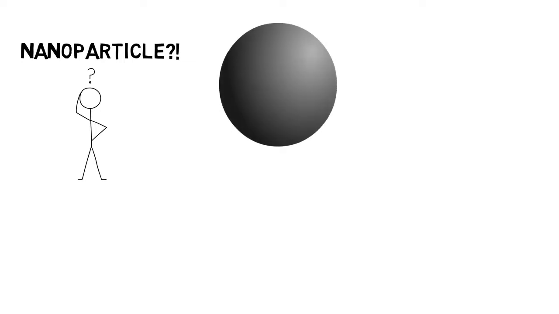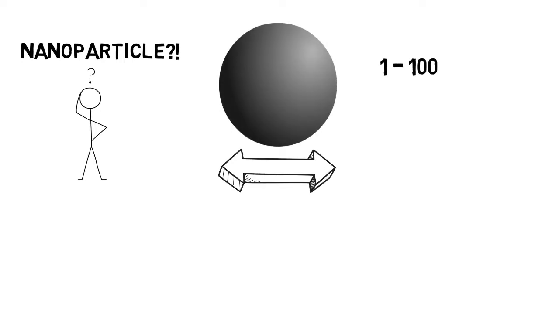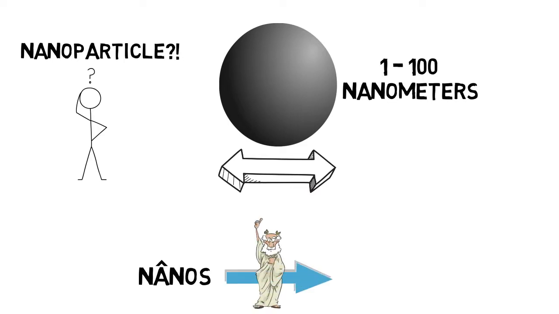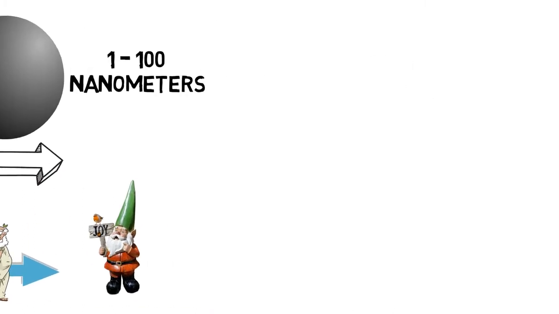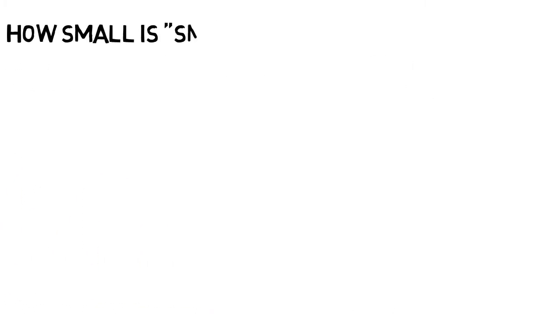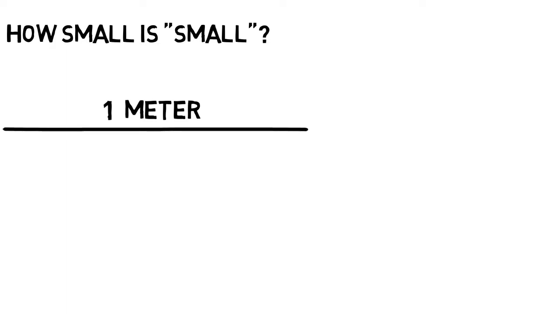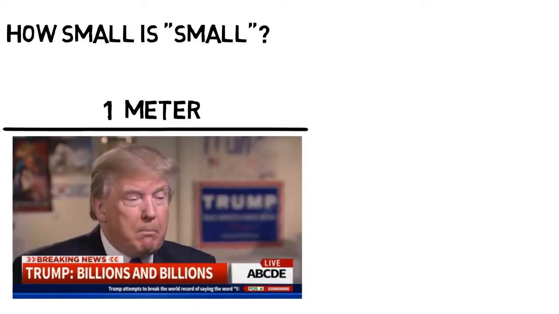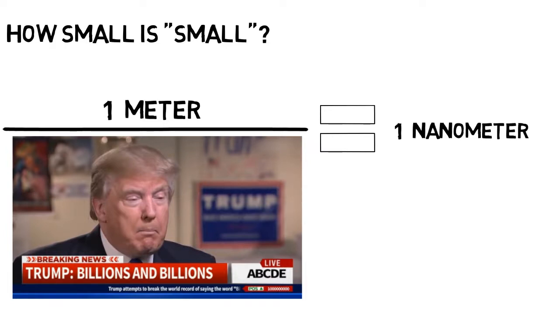So, what is a nanoparticle? A nanoparticle is defined as a particle that is between 1 to 100 nanometers in size. The word nano is derived from the Greek nanos, which translates to dwarf. To get a grip of how small a nanoparticle is, you can imagine the following. Take an object which is 1 meter in size. Then make it 1 billion times smaller. That's the size of a 1 nanometer object.